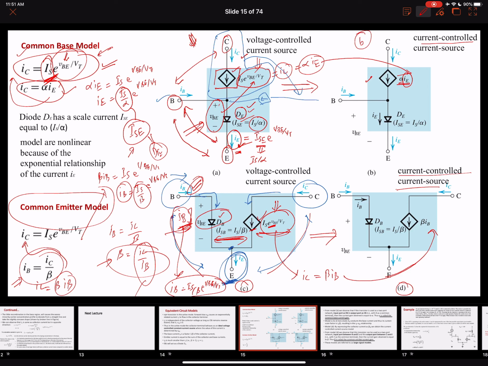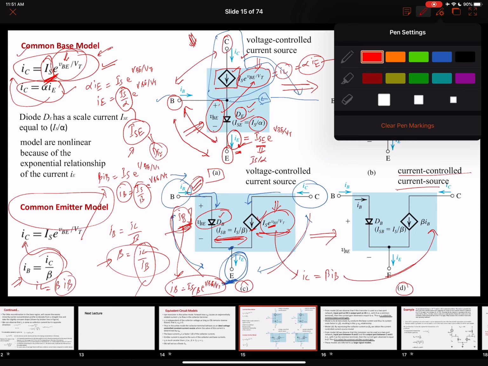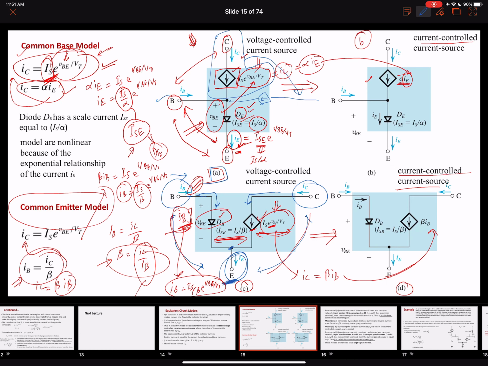The first two models are the common base models. This A and B are the common base models, and C and D are the common emitter models. The only difference over here is that our collector current equations are the same, IS e^(VBE over VT). The only difference is when you consider a common base, we were interested in finding the value of IE, the emitter current, and our emitter current for a common base model can be written as IC equals alpha times IE. And similarly, for a common emitter model, we were interested in finding the value of the base current, and our base current is equal to IC over beta.